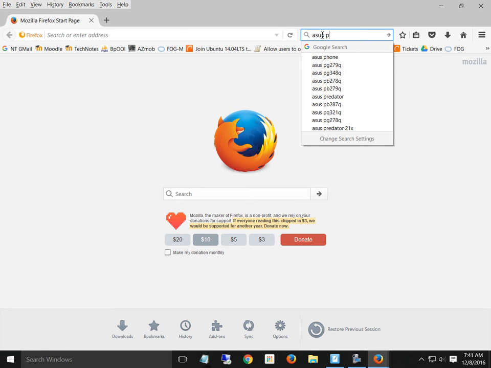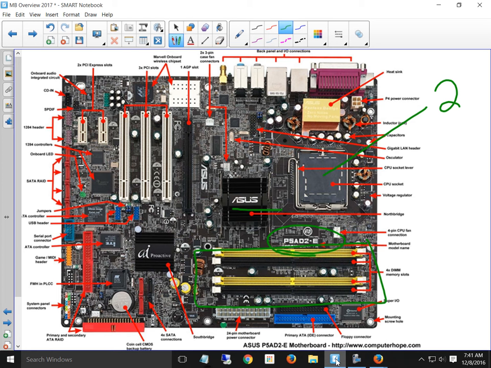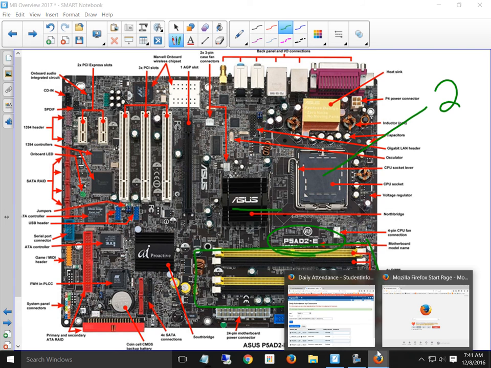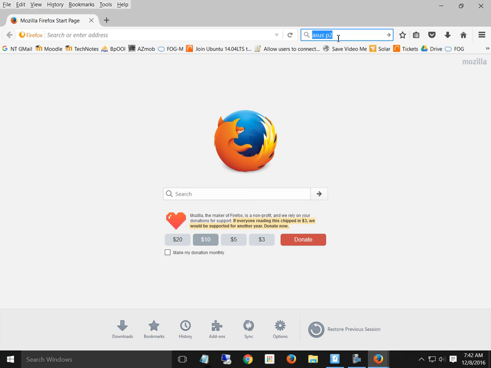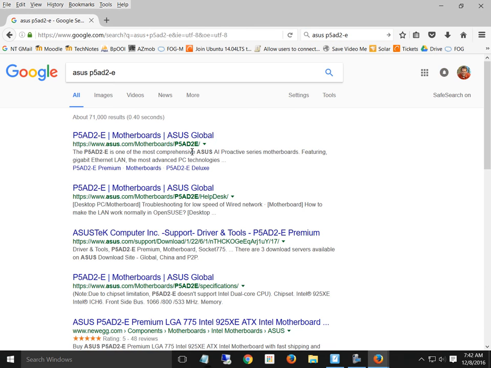So if I wanted to find out what kind of socket that was, all I do is say Asus, and I didn't do this in advance, I can't even remember what it was, P5AD2, what was the dash? Dash E? Yeah. Okay, so I'd have to actually go to the motherboard.